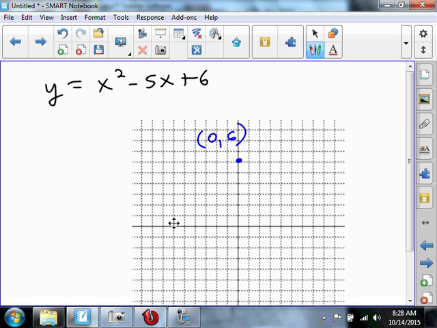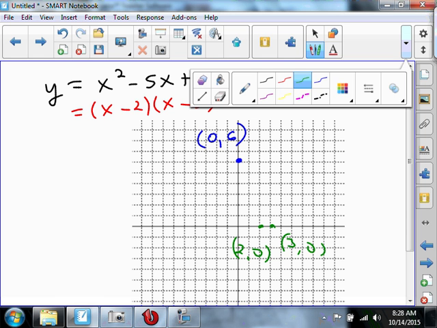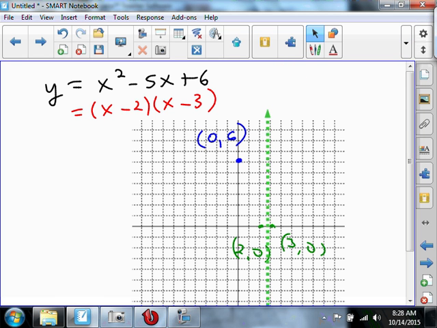I'm going to say that this function is going to go through the points 2, 0 and 3, 0. And you're probably thinking, dude, how did you get that? I'll show you. Check it out. My advanced class right now has factored, and they know that this factors into x minus 2 and x minus 3. So they would have found those x-intercepts just like that. So now I know my axis of symmetry. My axis of symmetry is halfway between those.